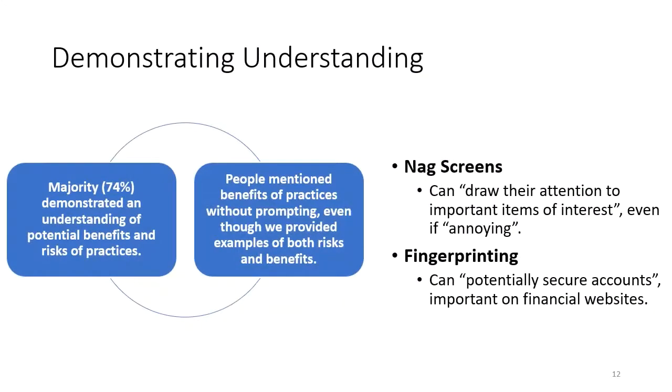When it comes to demonstrating understanding, what we found was that a majority of our participants, 74%, were able to demonstrate a clear understanding of the potential risks and benefits of the practices that we showed them based on their descriptions. However, we also found that our participants mentioned benefits of practices without us having prompted them, even though we later provided them with both examples of risks and benefits.